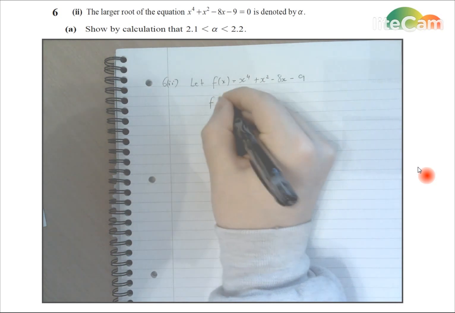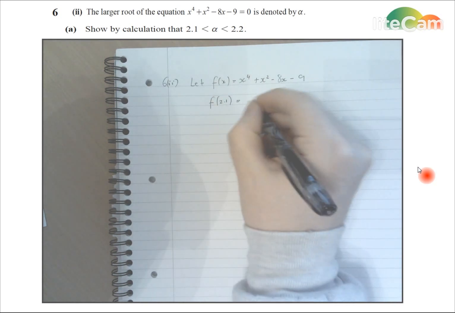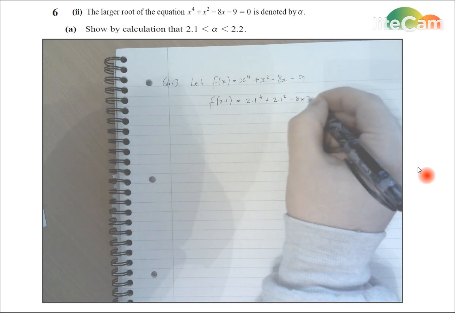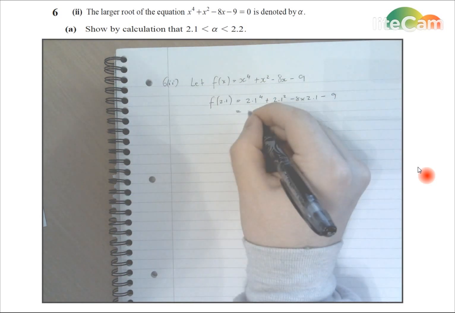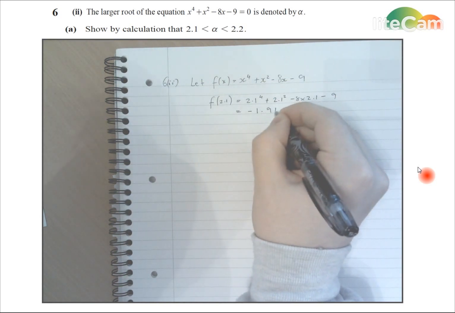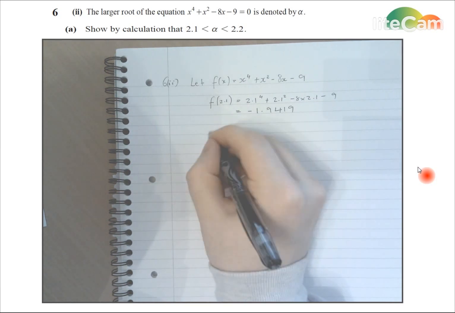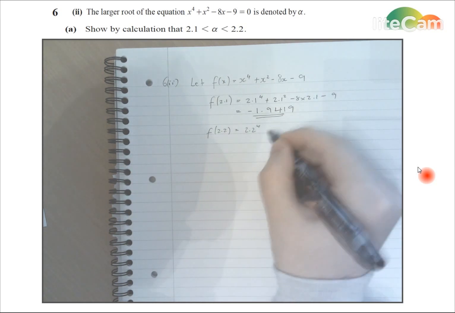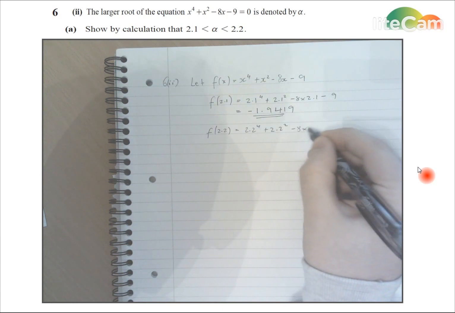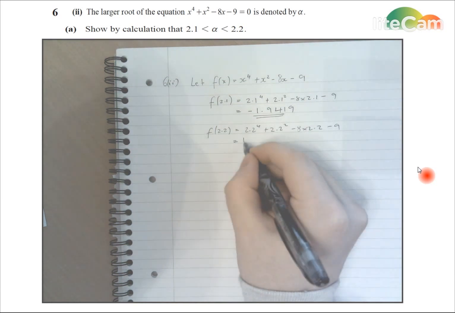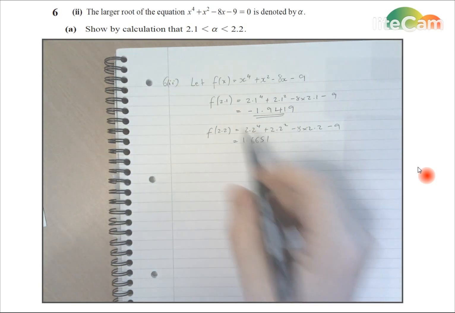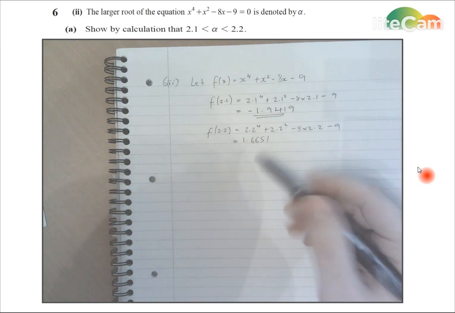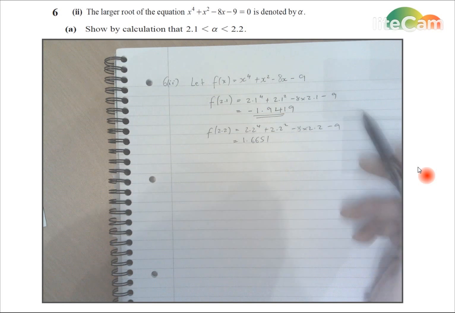So we're going to do f of 2.1, which just means substitute 2.1 in for x. And if we do that, we get minus 1.9419. So this one's negative. If we do f of 2.2, so 2.2 to the 4 plus 2.2 squared minus 8 lots of 2.2 minus 9, we get 1.6651. So somewhere between 2.1 and 2.2, this will keep getting closer to 0, it hits 0 and then it will get positive. There must be a root. That only works if your function is continuous.